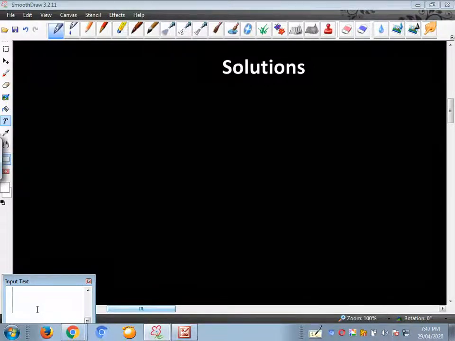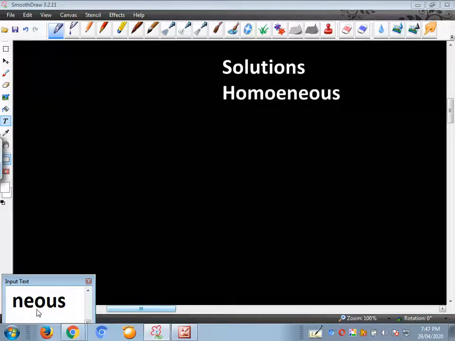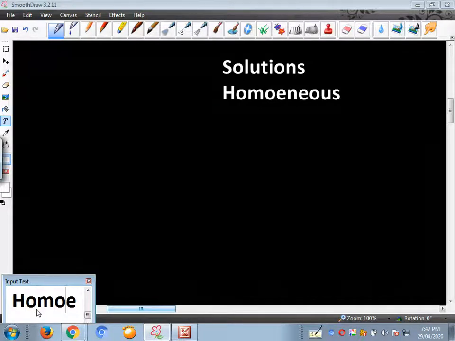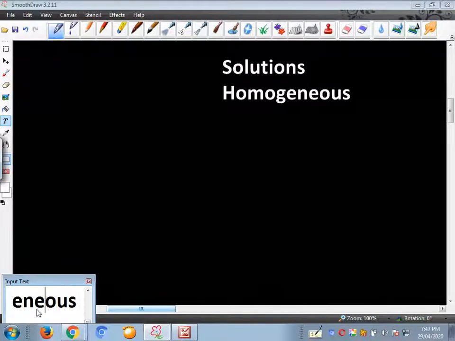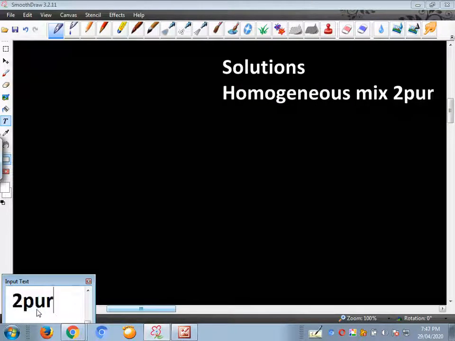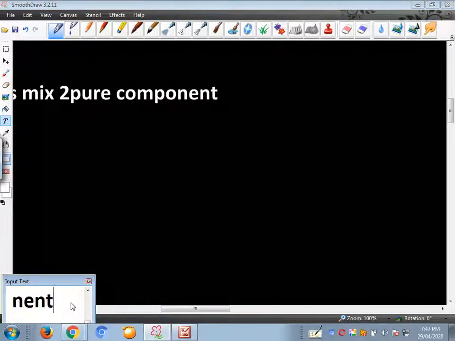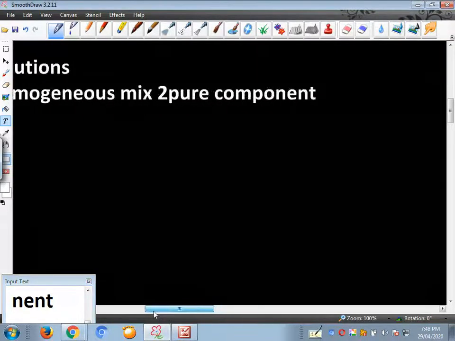Basically, I will begin this chapter with the definition. I think you may answer with respect to the definition of solution. A solution is a homogeneous mixture of two pure components. So I think you may understand, right? It is a homogeneous mixture of two pure components.